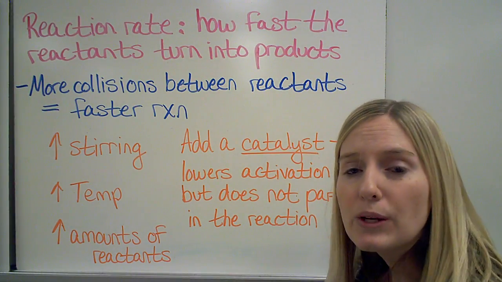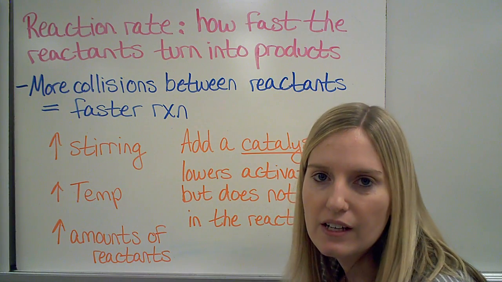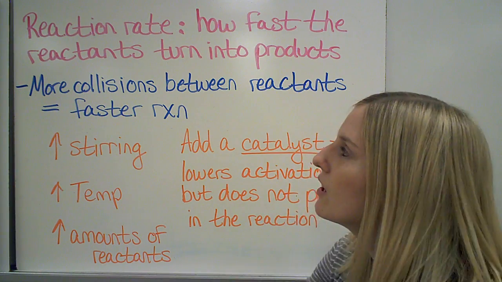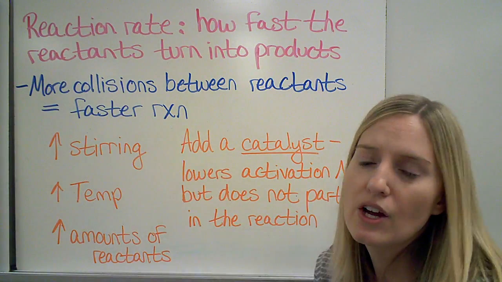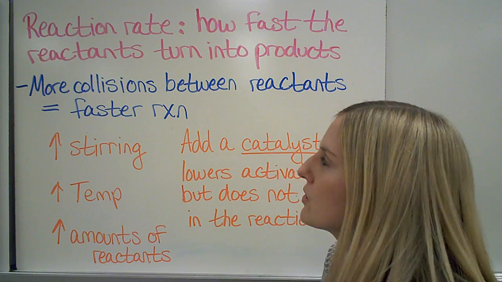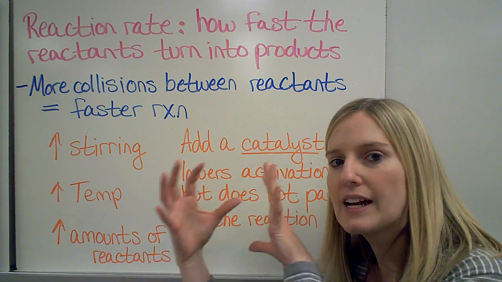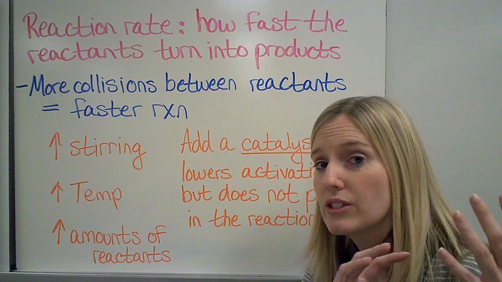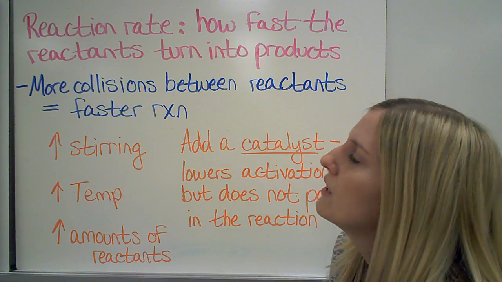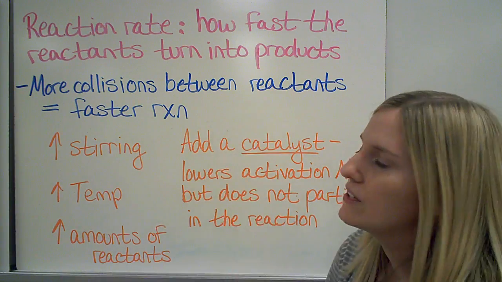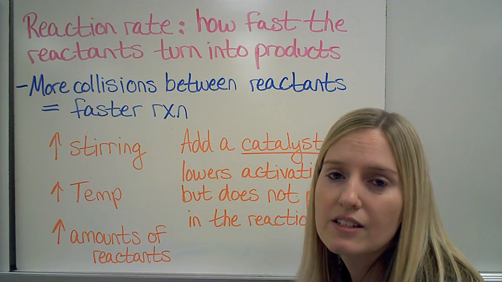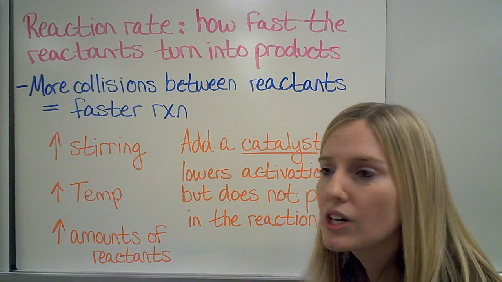And then lastly, we can affect how quickly a reaction happens, and that's called that reaction's reaction rate. Rate is another word for speed. So this is just how fast I can get those reactants that I started with to turn into the products, the new stuff. The more collisions there are between the reactants, the faster the reaction will occur.